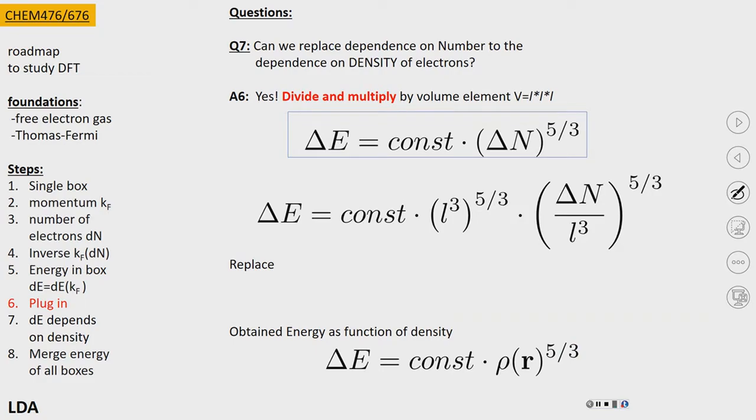And since we are rushed and careless, we can call it a constant. Alyssa already volunteered to take care of constants if needed later, sometimes. So, number of electrons per unit volume is density of electrons. So, density of electrons to the power 5/3 is energy of one box, right? So, energy of one box.